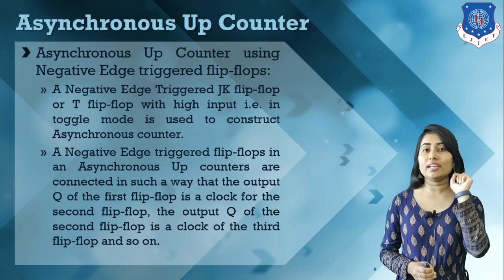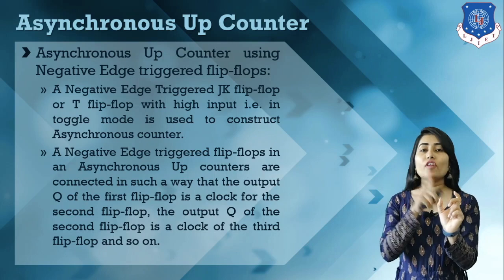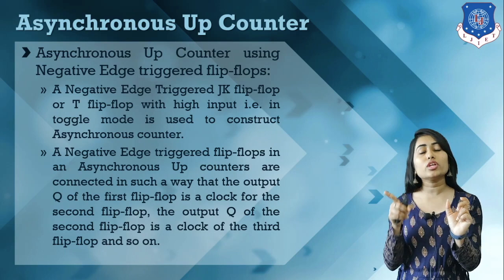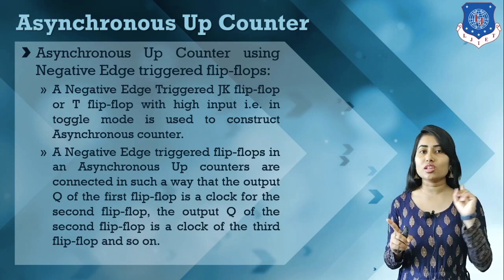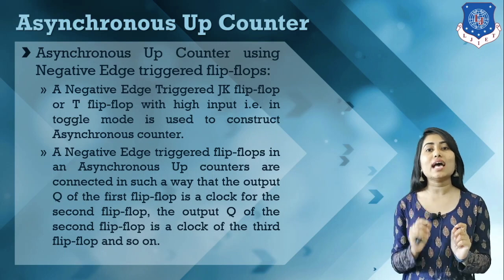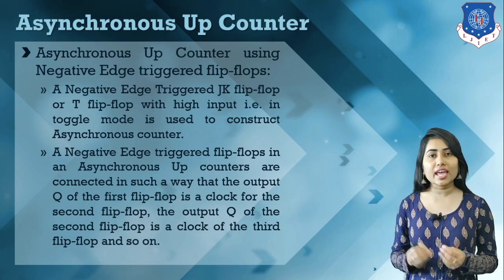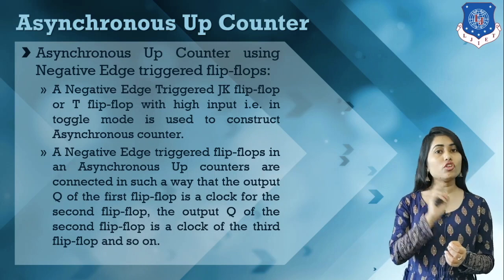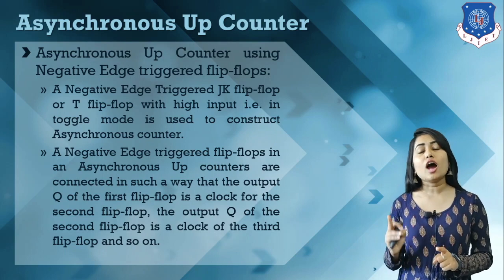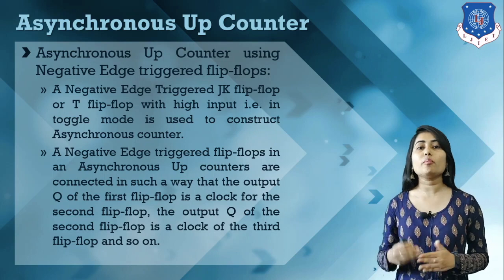Whenever we have negative edge triggered flip-flops and we want to count in an upward direction using a negative edge up counter, we have to connect Q as the clock of the second flip-flop. So we connect output Q of the first flip-flop as the clock of the second flip-flop, then output Q of the second flip-flop as the clock of the third flip-flop, and so on.